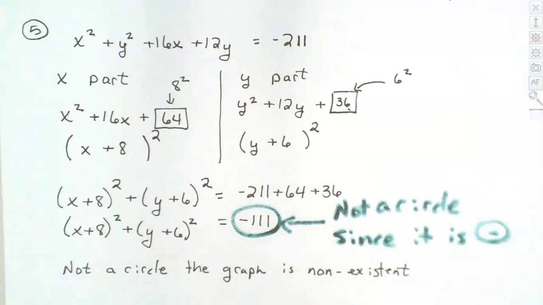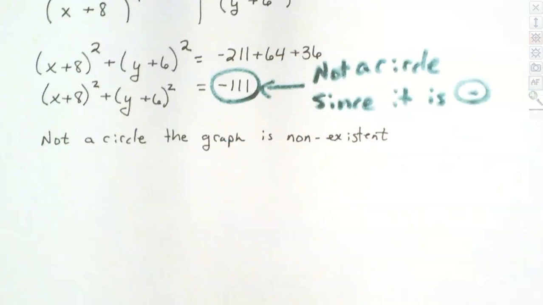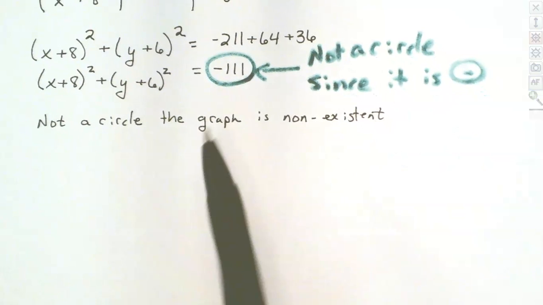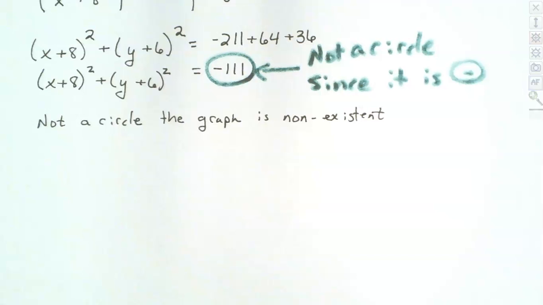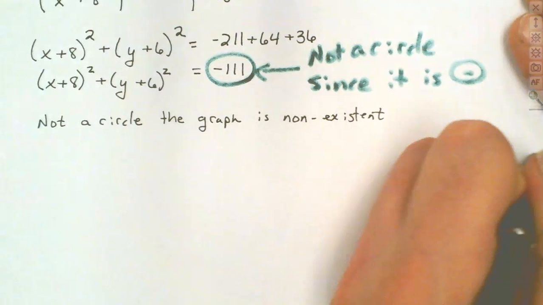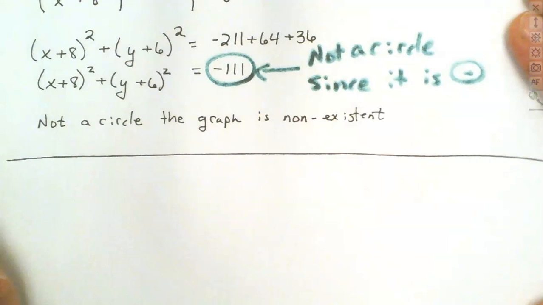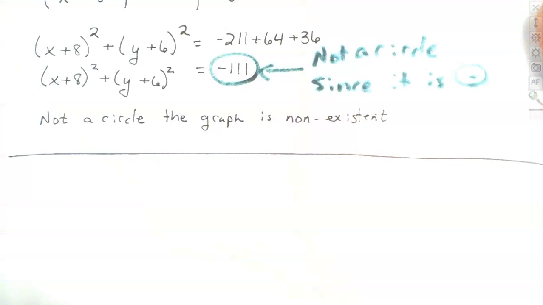So you complete the square on the x part and the y part. If that would have been a positive 111, it would be a circle. And then we'd be able to get our center and our radius. But it's a negative, so that means it is not a circle. And that, again, is out of 2.2. So if you struggle with that one a little bit and remembering what happened, go back and look at 2.2.